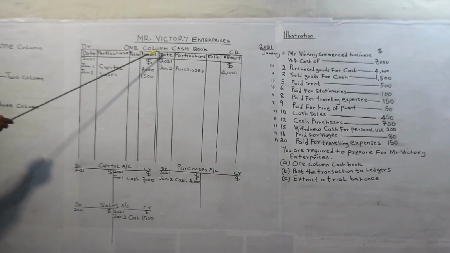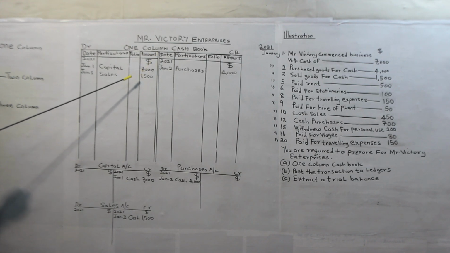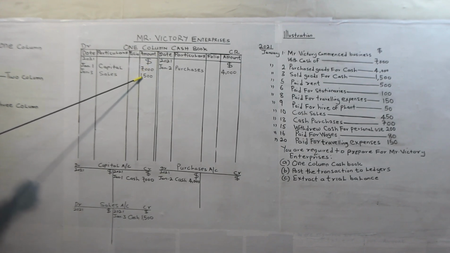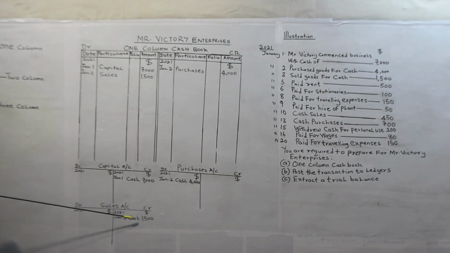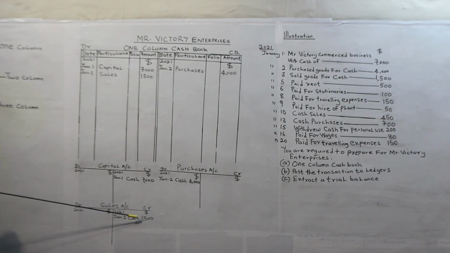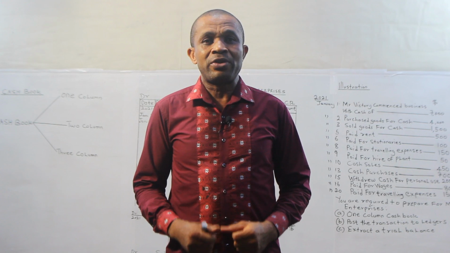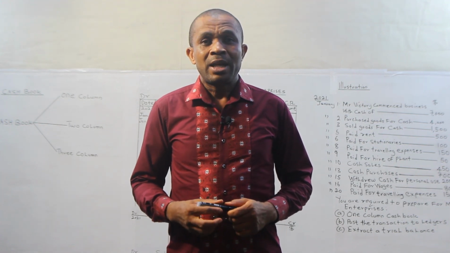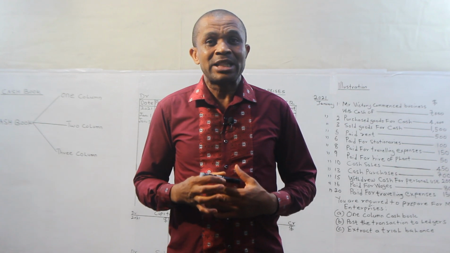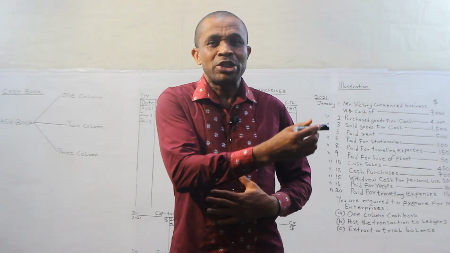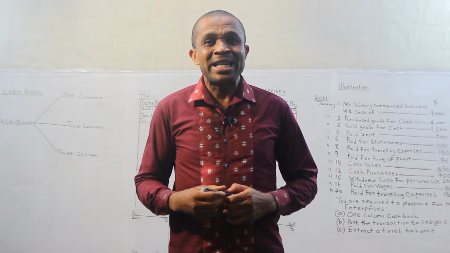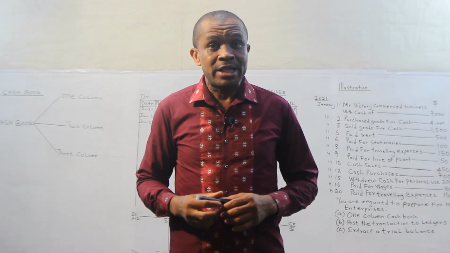So we debited the cash account with sales of $1,500 on January 3rd and credited the sales account with $1,500 being sales made and the cash sent to the cashier. January 5th, paid rent $500. The question is, I am the cashier and I have my cash book or the cash account. When I pay rent, do I give out cash or do I receive cash? The simple answer is, I'm giving out cash because of rent.